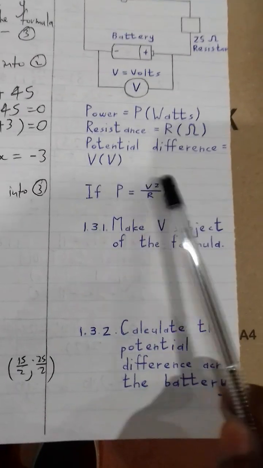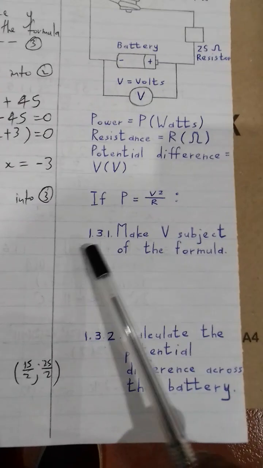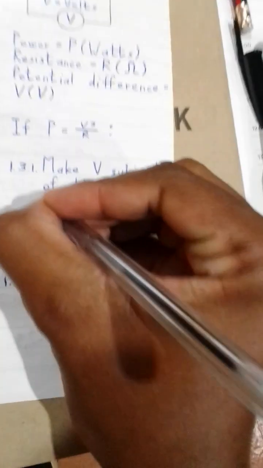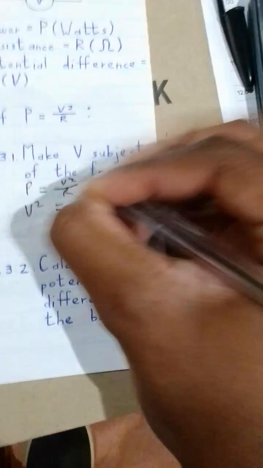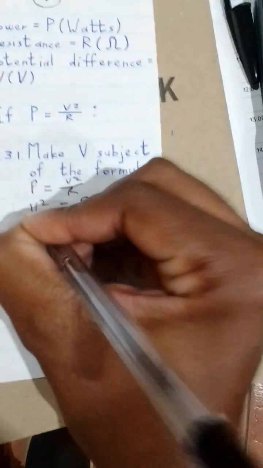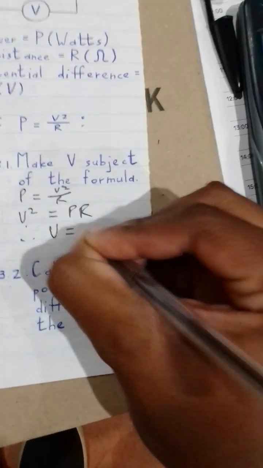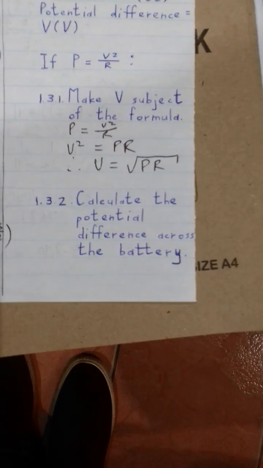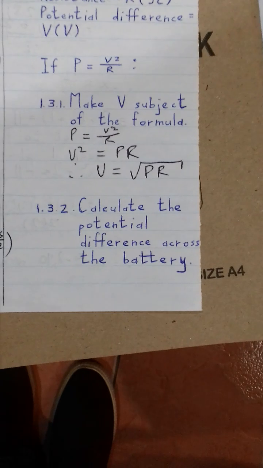If P is equal to V squared over R, 1.3.1 states, make V the subject of the formula. So P equals V squared over R. Then we cross multiply. 1 times V squared is V squared. P times R is PR. V is the square root of PR. Okay, I hope that is clear, and I hope that makes sense.